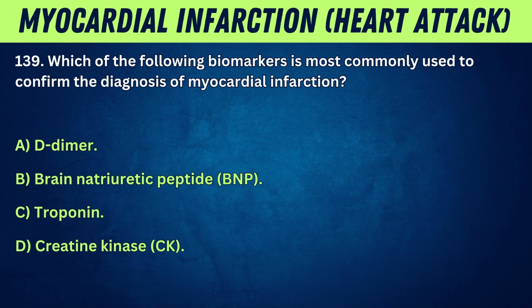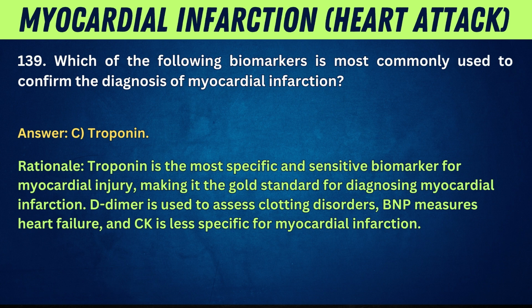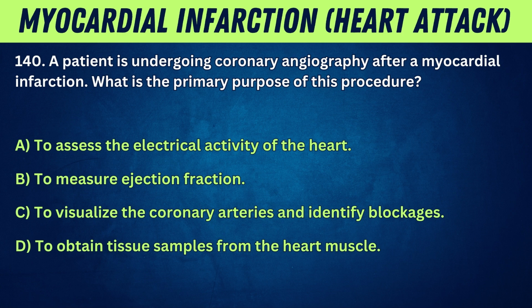139. Which of the following biomarkers is most commonly used to confirm the diagnosis of myocardial infarction? A. D-dimer. B. Brain natriuretic peptide (BNP). C. Troponin. D. Creatine kinase (CK). Answer: C. Troponin. Rationale: troponin is the most specific and sensitive biomarker for myocardial injury, making it the gold standard for diagnosing myocardial infarction. D-dimer is used to assess clotting disorders, BNP measures heart failure, and CK is less specific for myocardial infarction.